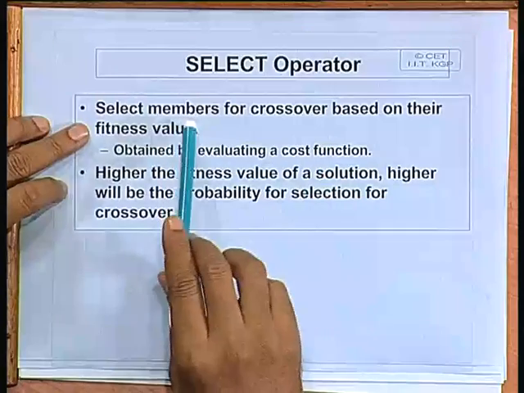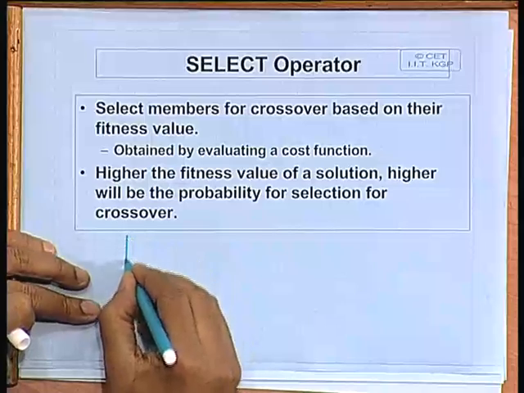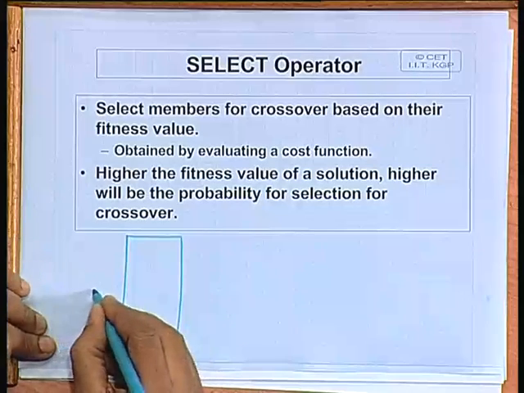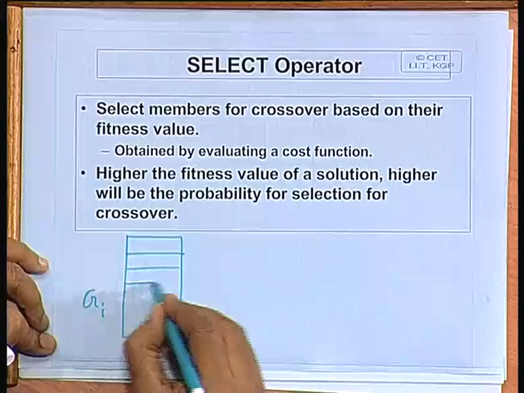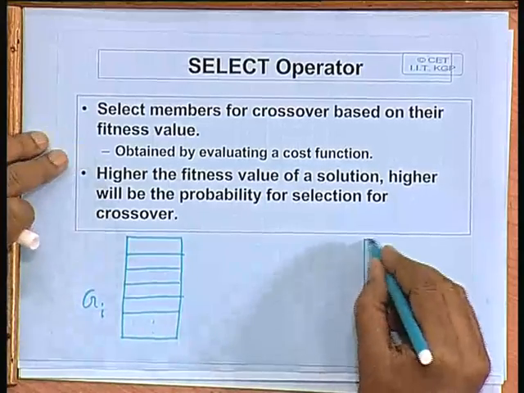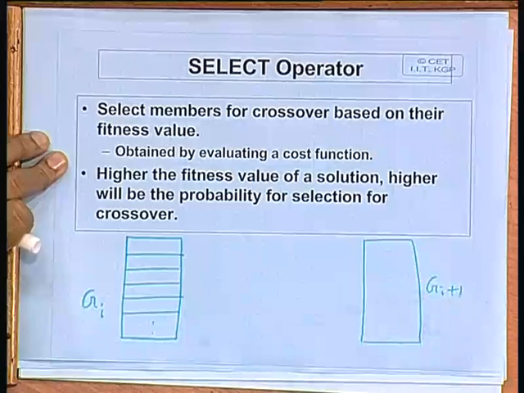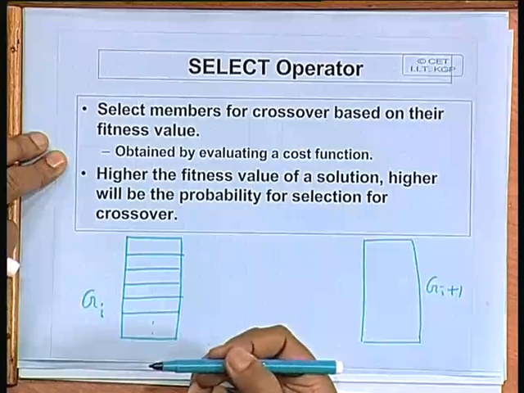Well, now coming to your question, the select operator actually selects the members for crossover. Now, from experience, what has been found is that suppose you have a generation out here, this is generation I. Generation I contains several solutions. So, you have to produce generation I plus 1. Each of the solutions will have an associated fitness function or a cost function.